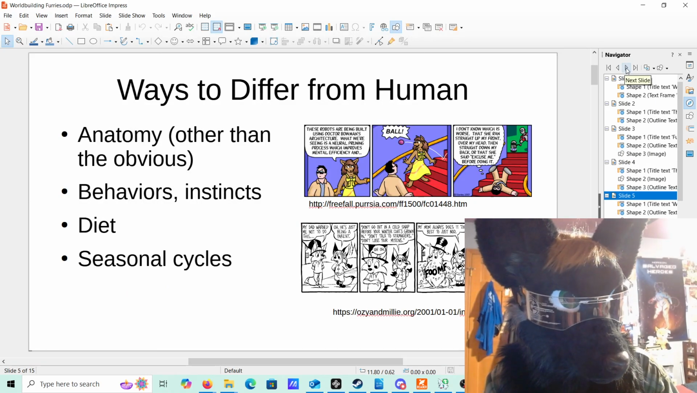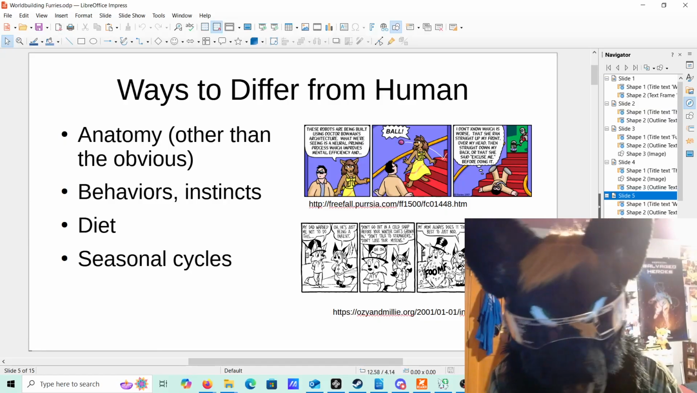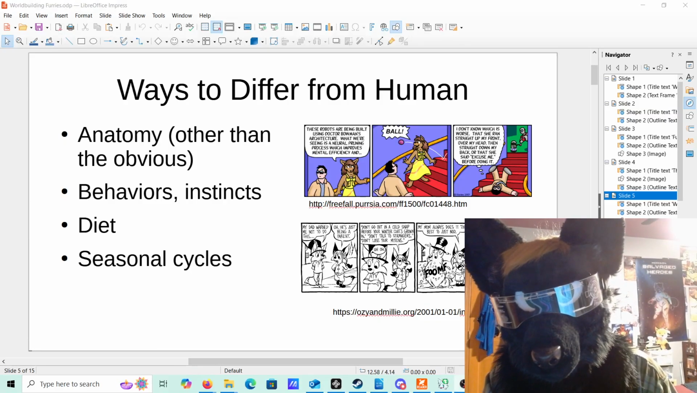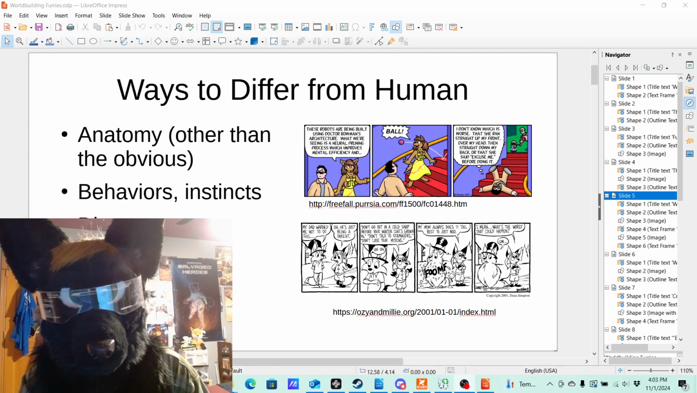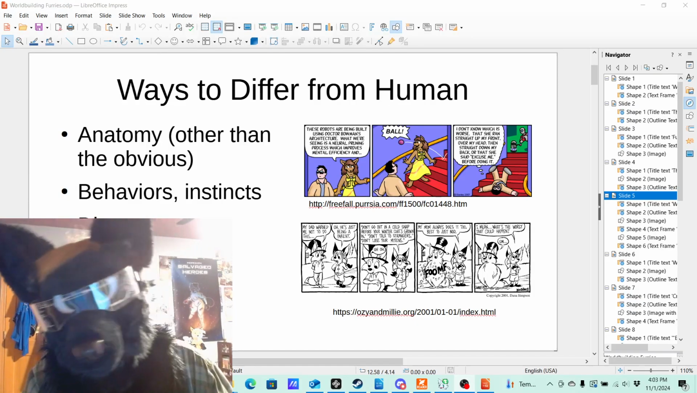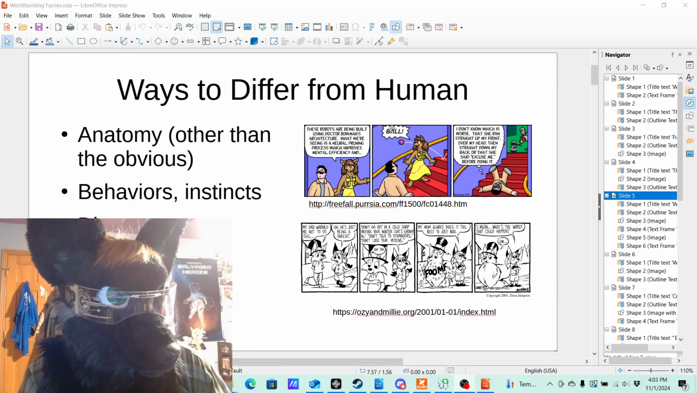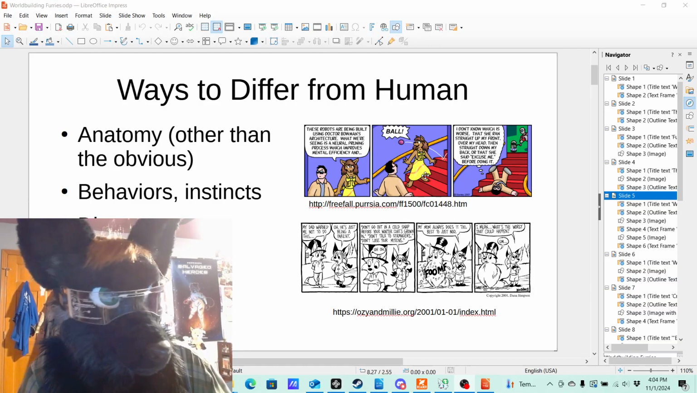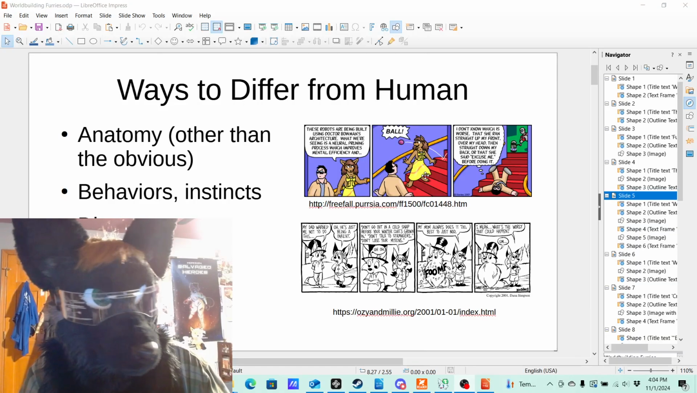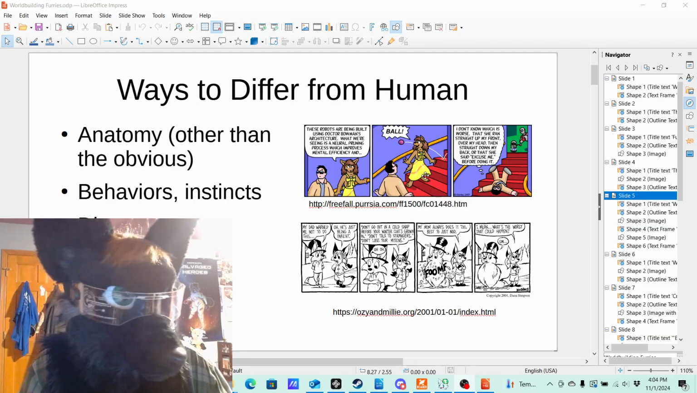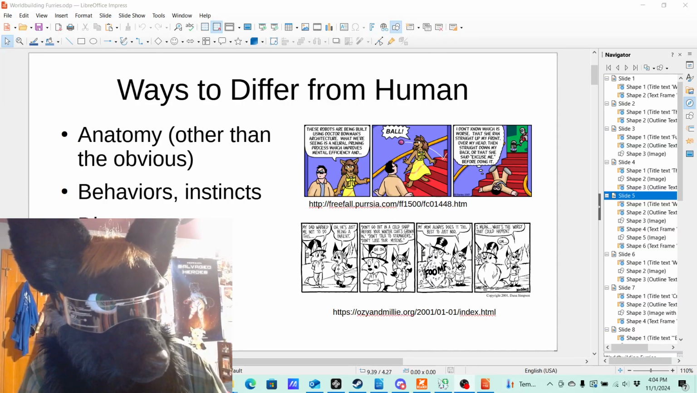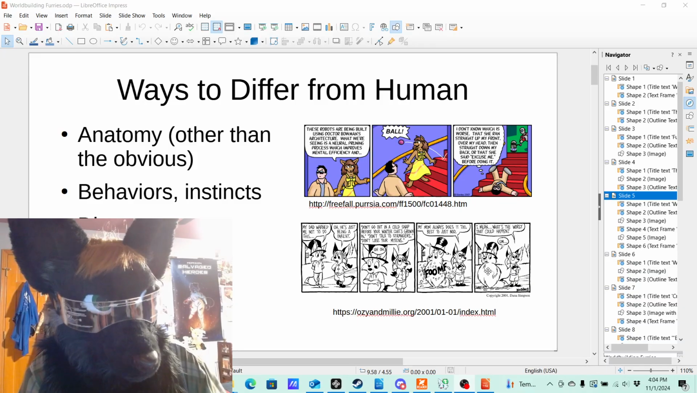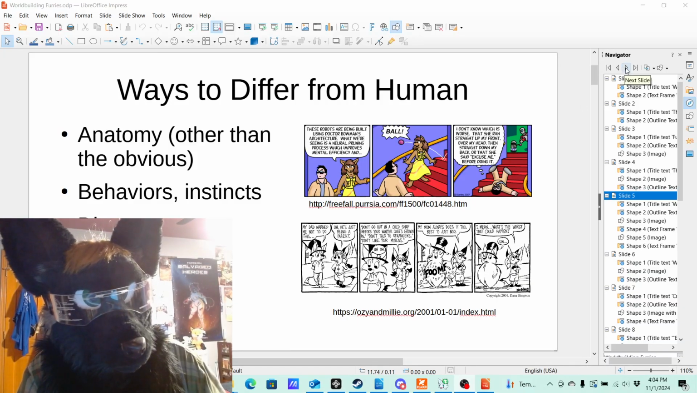Now, there are many ways in which furries can differ from human. There might be the anatomical differences, behavioral differences, like instincts, differences in diet, or even seasonal cycles such as shedding and growing out winter coats.